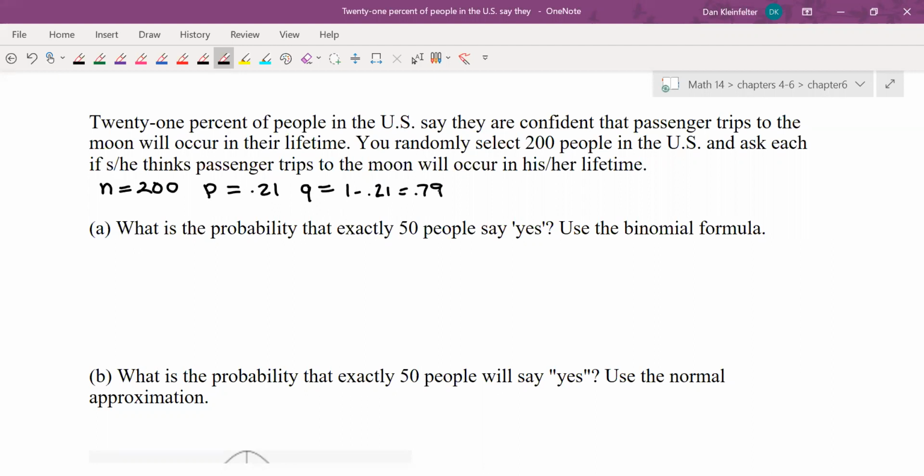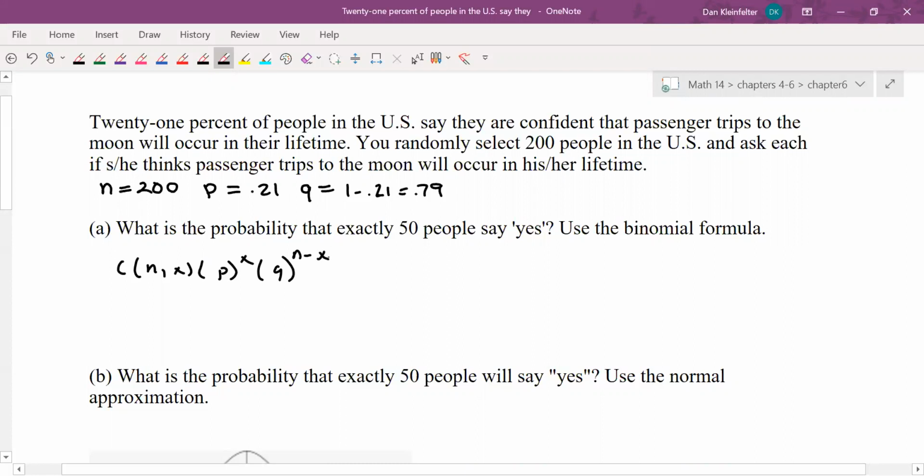And we're told to use the binomial formula to do this. So that is going to be C(N, X), and then P raised to the X power, and Q raised to the N minus X power. So here's C(200, 50). We want 50 people to say yes. The probability that someone says yes is 0.21. That is to occur 50 times.